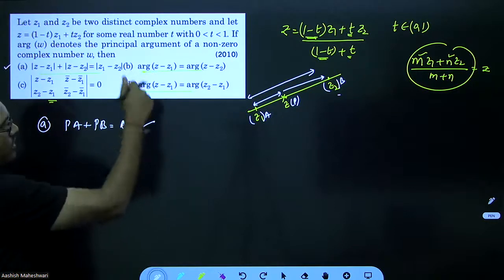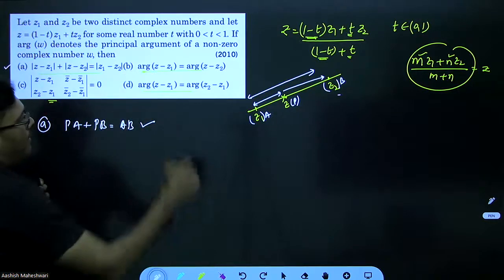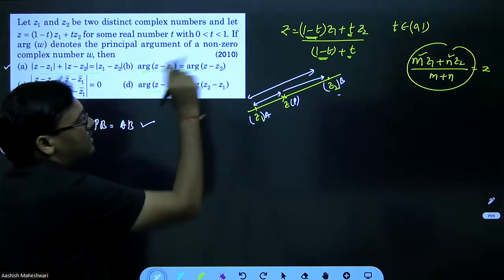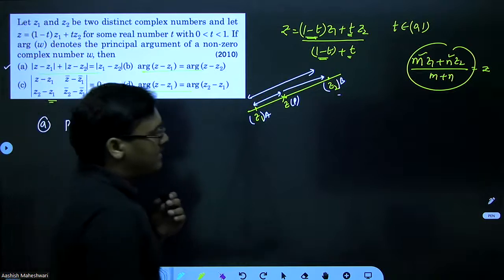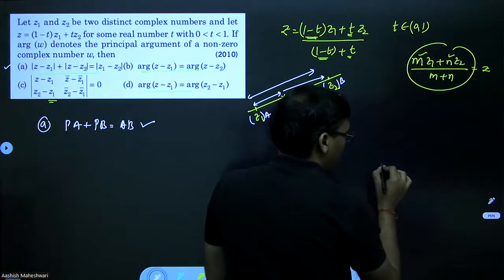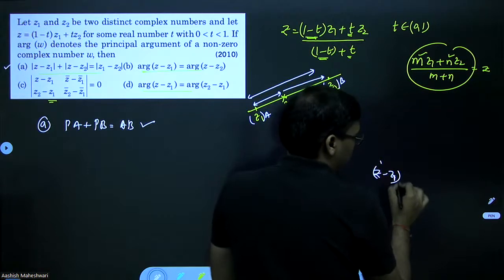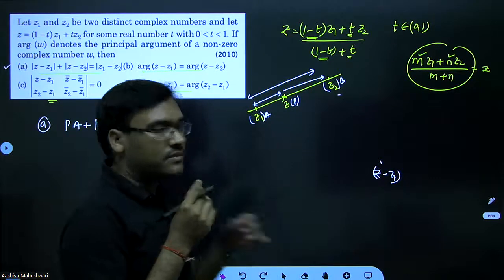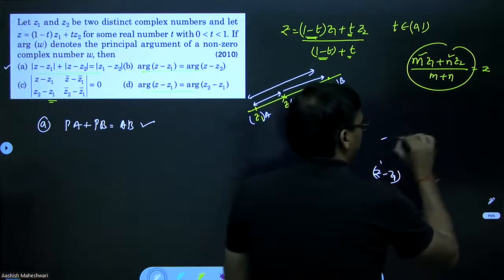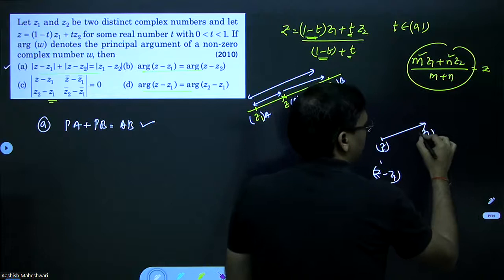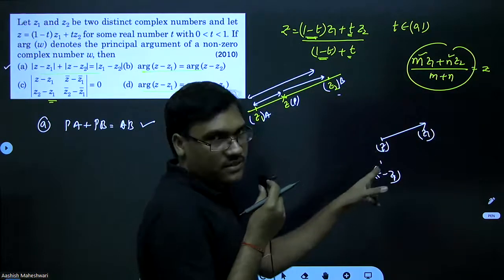Now let's talk about option B and option D. Argument of (Z minus Z1) is equal to argument of (Z minus Z2). Now understand this. What is Z minus Z1? इसको आप रिलेट कर सकते हो वेक्टर से. This is, let's say, this is Z, minus this is Z1. So this is Z1 minus Z, right?